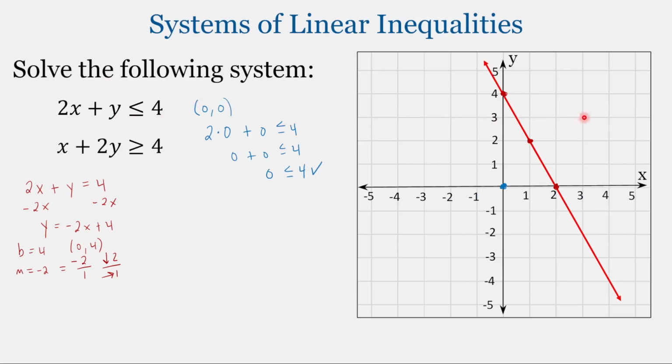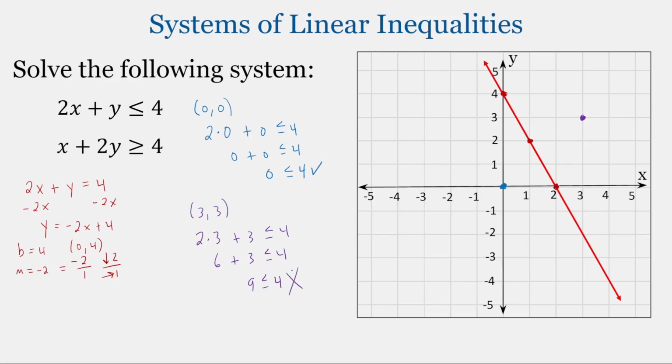Now I am going to go ahead and check another point on the opposite side. This should not result in a true statement. So let's do (3, 3). We'll test the ordered pair (3, 3). We now have 2 times 3 plus 3 less than or equal to 4. 6 plus 3 less than or equal to 4. 9 less than or equal to 4. Again, that's a false statement.